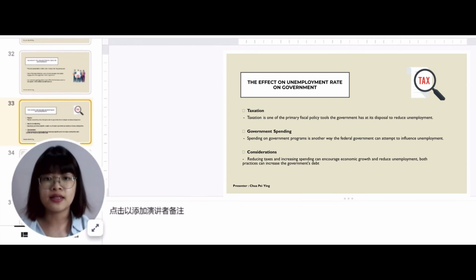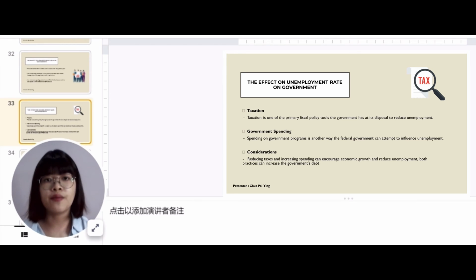So for example, taxation is one of the primary fiscal policies the government has at its disposal to reduce unemployment. And the next example is government spending on government programs. In another way, the federal government can attempt to influence unemployment. For example, if the government funds new public programs such as building infrastructure like roads or train systems, it can create jobs that serve to reduce the unemployment rate and increase disposable income and spending.